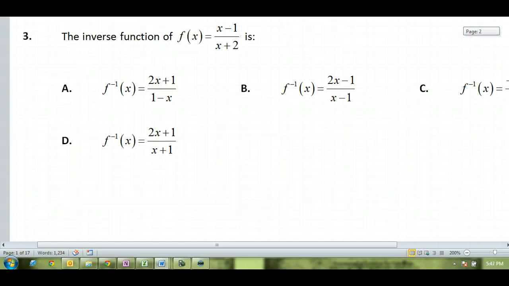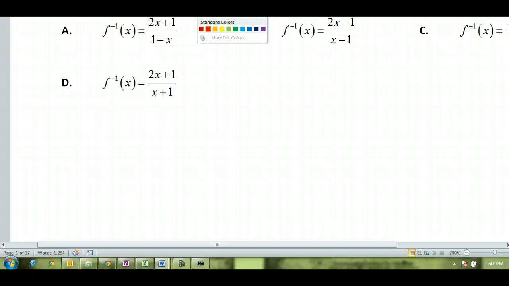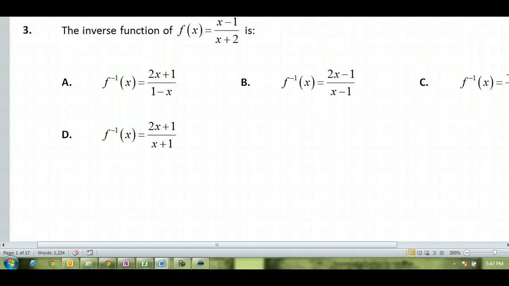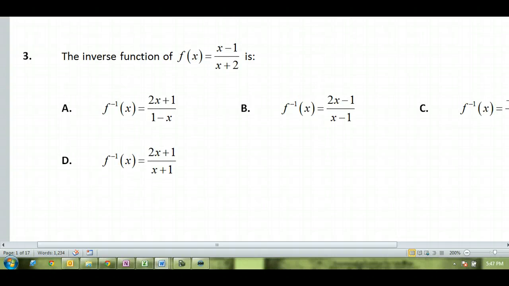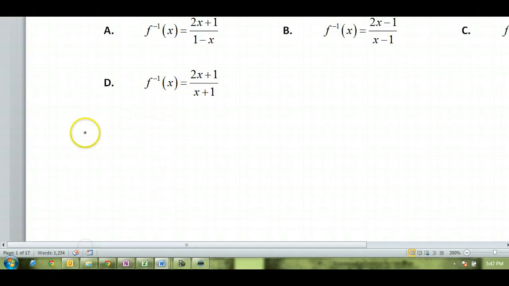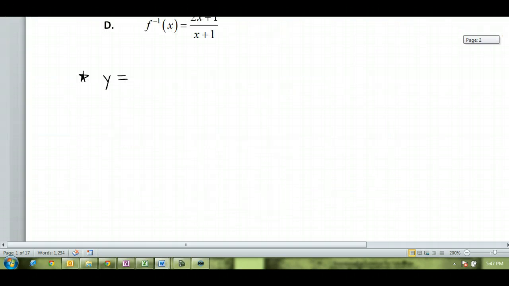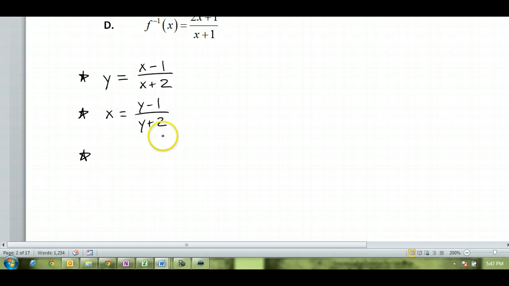Okay, answer for 3. This is a very important technique. I stressed it when we covered this material. It's about finding the inverse function. So there are 3 main steps, right? Step number 1, replace f of x by y. So y equals x minus 1 over x plus 2. Step number 2, switch x and y. x equals y minus 1 over y plus 2. Step number 3, solve for y, okay?